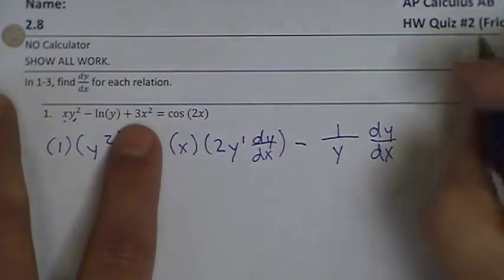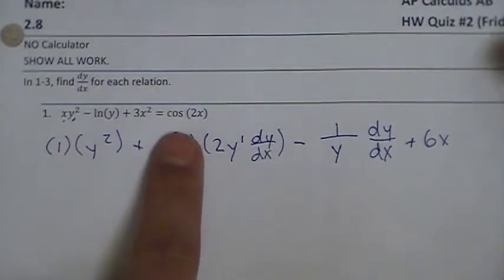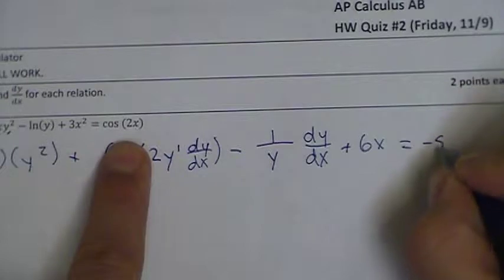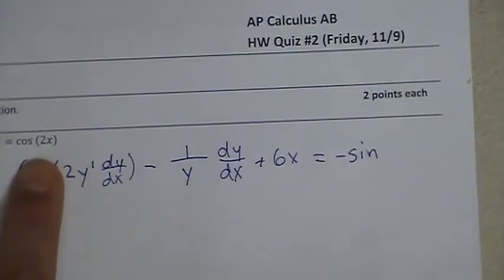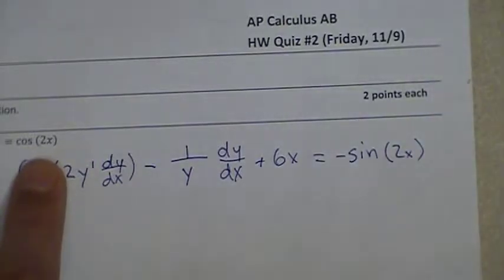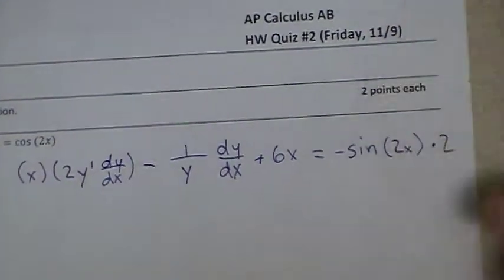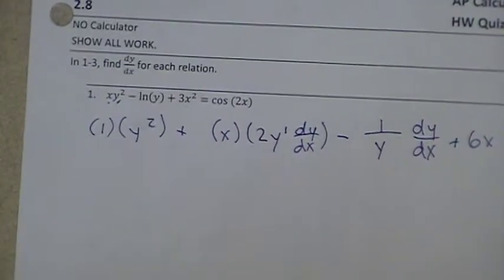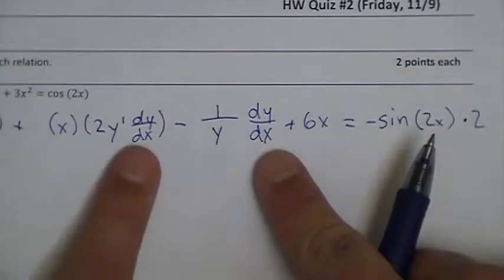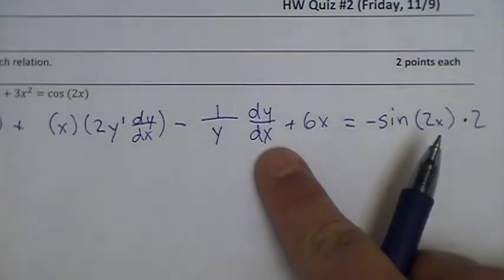We add to that the derivative of 3x squared, which is just a 6x, and then the derivative of cosine of 2x is what we need on the other side of the equal sign. The derivative of cosine is negative sine. And then inside that we're going to have the inner function still, which is still 2x. And then we finish the chain rule by multiplying by the derivative of 2x, which would just be a 2. So we've taken the derivative of this equation now, and it's a pretty big mess here. But we haven't solved for dy dx. We want to try to isolate the dy dx, and then we'll be able to say, yeah, here's our derivative.